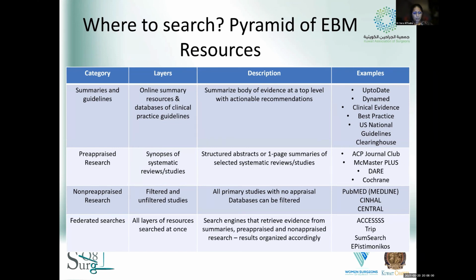Third is the most common one we use, because sometimes you can't find the question you're looking for in the above resources. So you use non-appraised research. These are filtered and unfiltered studies using classical databases such as PubMed, CINAHL, Central. The last one is actually the most useful if you're starting from scratch, and I would recommend you start there, which is federated searches. All layers of resources from the top three are filtered into one. This is the Access and the TRIP database, which are free. These are search engines that retrieve evidence from the above three and organize it accordingly. So it's a great resource.